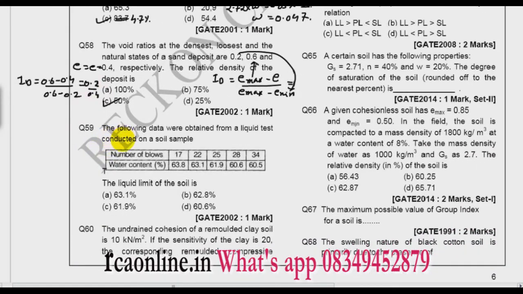Now see the 59th problem. The liquid limit test is given with the number of blows and water content. So it is a Casagrande apparatus. Okay, not given, but try to understand that this is a Casagrande apparatus. And what is given? Number of blows and water content. So at 25 blows, the water content will be termed as liquid limit. At 25 blows, the water content is 61.9 and this will be termed as liquid limit. So what is my answer?